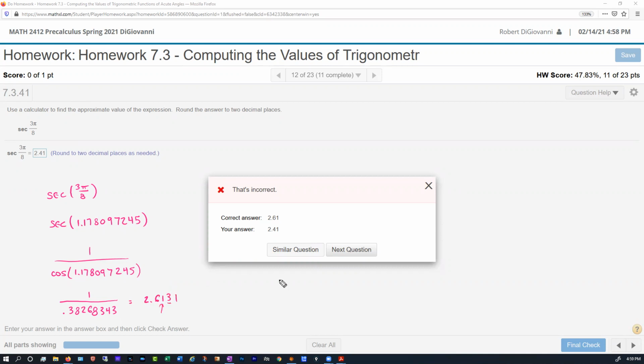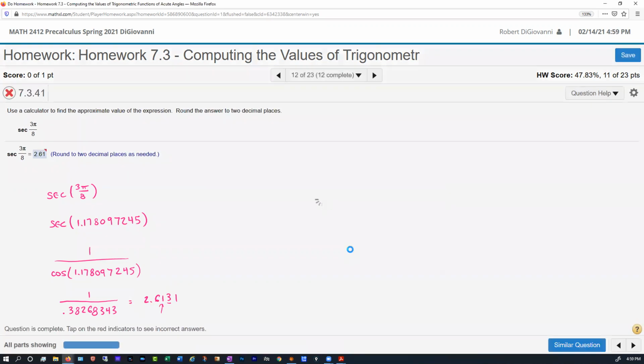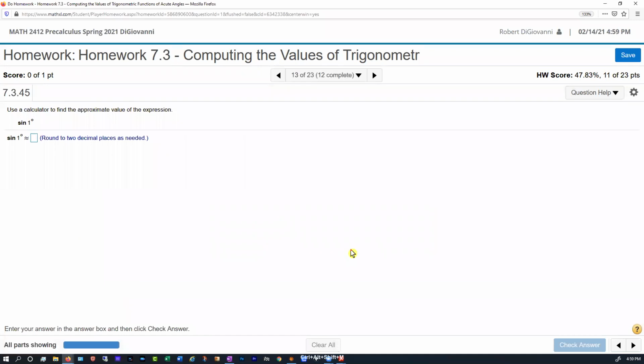I don't know what I did. I messed up. Oh well. Next question, I move on. Okay, sine of 1 degree. Just use a calculator. Make sure you're in degree mode. Okay, I'm not going to do that one. Move on to the next one. Tangent of 0.4, make sure you're in radian mode. Do that one. Should be able to get that.